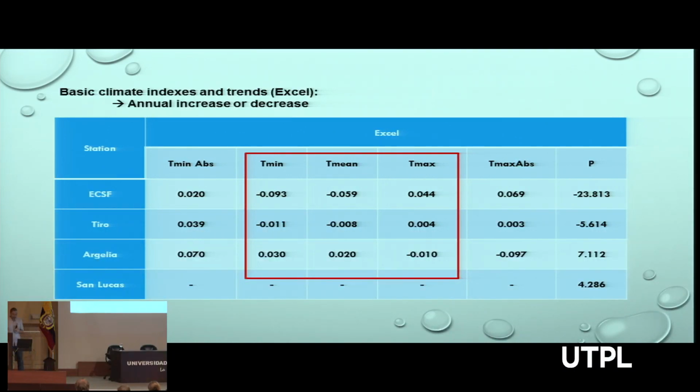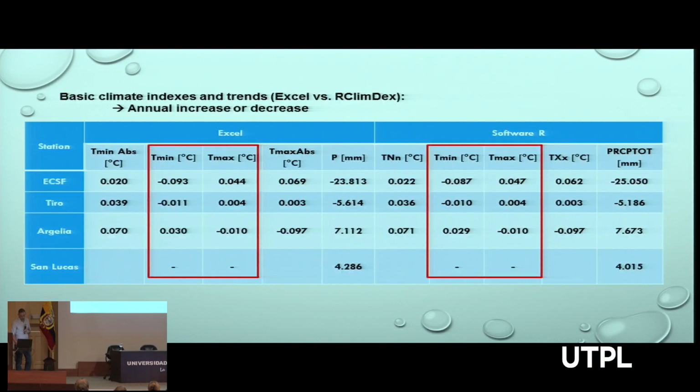Yeah, these were our results calculating the tendencies or trends with Excel. The same with the precipitation on the other side. Precipitation is reduced in the Amazon basin and increased in the South Ecuadorian highlands, was the result. So we compared our values to the software Climdex, and as we can see, minimum and maximum temperature show more or less the same gradients.